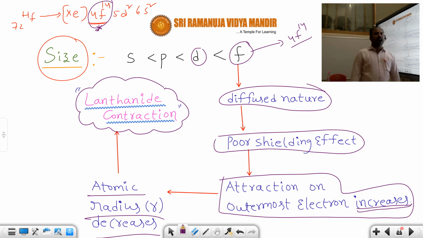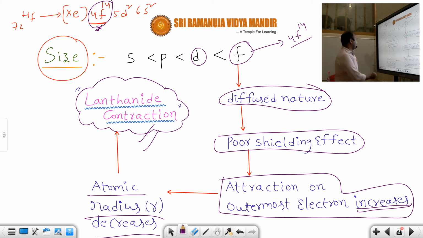Hafnium is the element after lanthanum. That's why we expected more size, but what will happen? Contraction takes place, the size decreases. So this is called lanthanide contraction. Have you understood? I hope that you are very clear here.